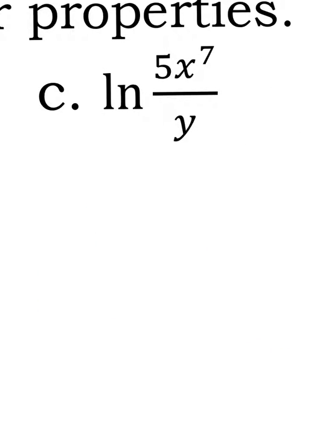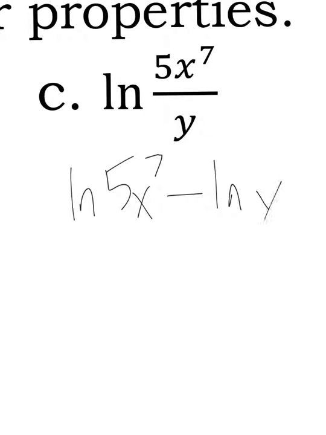With C, we have a natural log, ln, of 5x to the 7th divided by y. So if you see division, you know it was originally a subtraction problem. So you have ln of 5x to the 7th minus ln of y. So now I need to work with this ln 5x to the 7th. So the first thing you need to do is split it up.